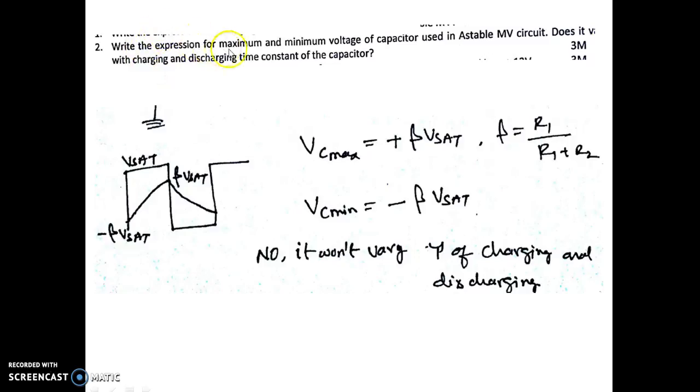And write the expression for the maximum and minimum voltages of the capacitor used in an astable multivibrator. Does it change? Does this vary with the charging and discharging time constant? We know that the capacitor will vary from minus beta Vsat to plus beta Vsat. The expression for that voltage is plus beta Vsat and minus beta Vsat, and it does not vary with the time constant.